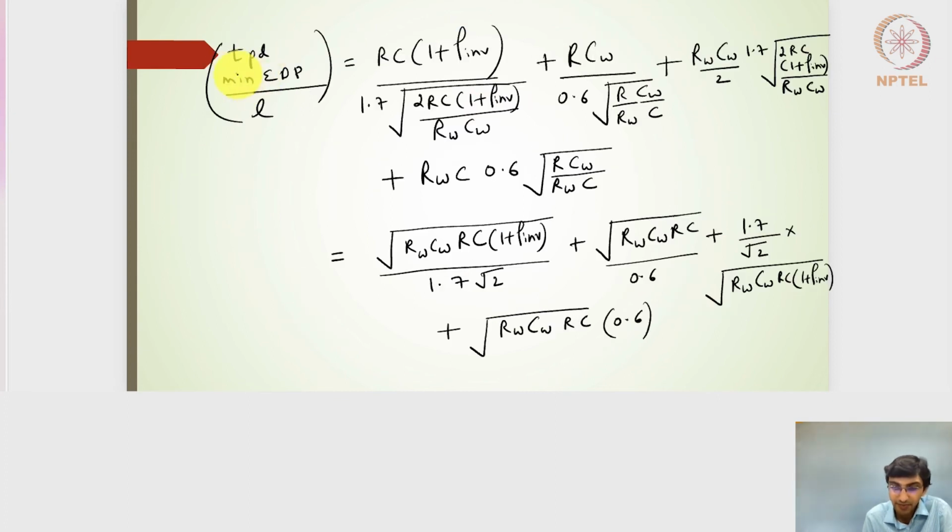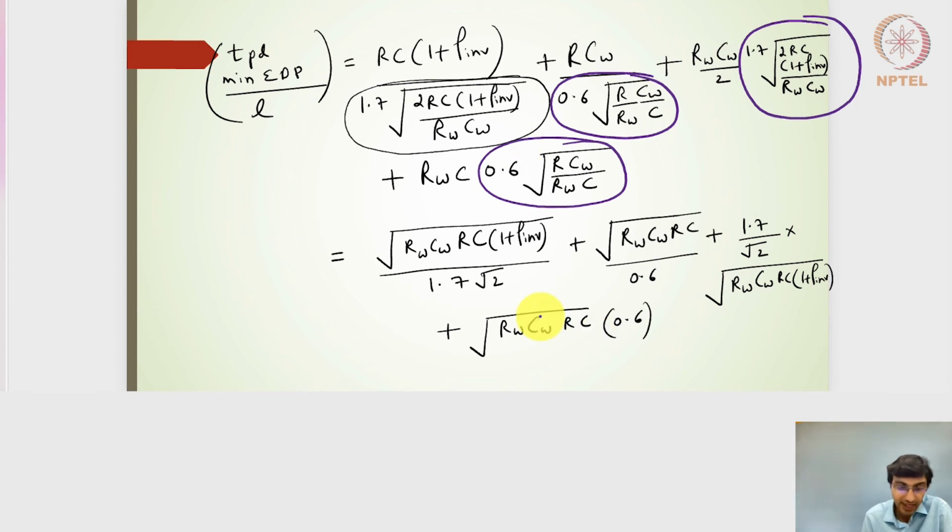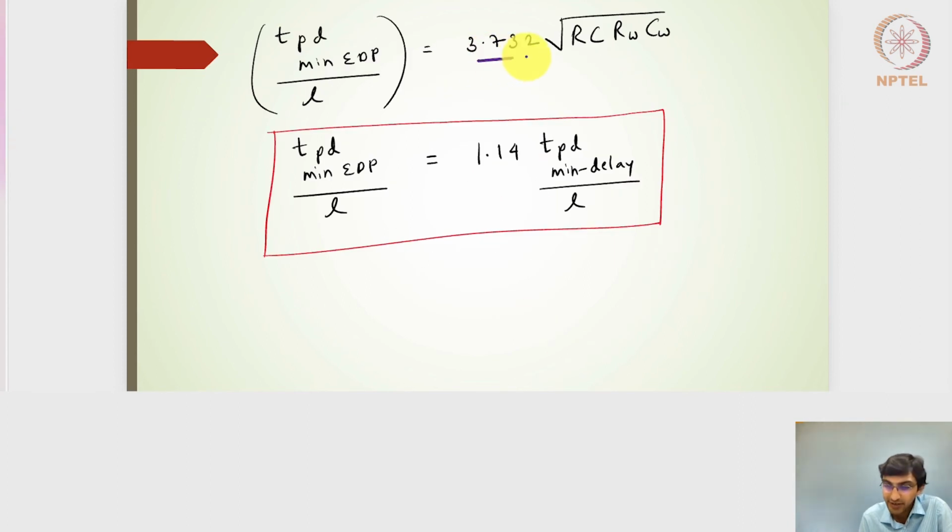So it turns out that the delay per unit length for achieving the minimum EDP is given by the expression for L by N and the expression for W, which I've written here. If I carry forward, I'm likely to get 3.732 square root of RWCW, which is nothing but 1.14 times TPD, the propagation delay for the minimum delay per unit length. So it is actually turning out to be 14% more, right?